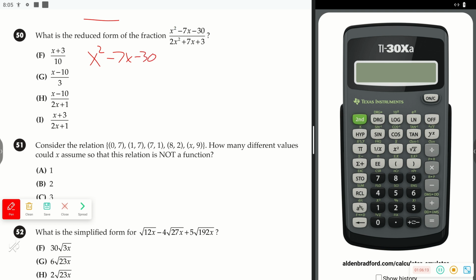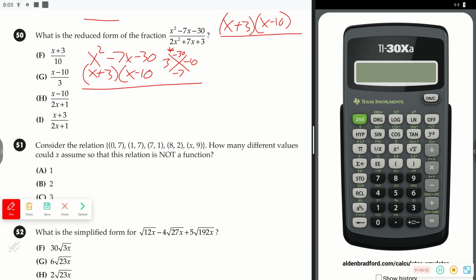We don't have to use the AC method, we can just factor this with the basic factoring method. We have to find something that multiplies to negative 30 and adds to negative 7. And that is going to be 3 and negative 10. So that's going to be x plus 3 and x minus 10. So that's what we're going to have on top, x plus 3 and x minus 10, and we're going to divide that by, let's use the AC method for the next one.